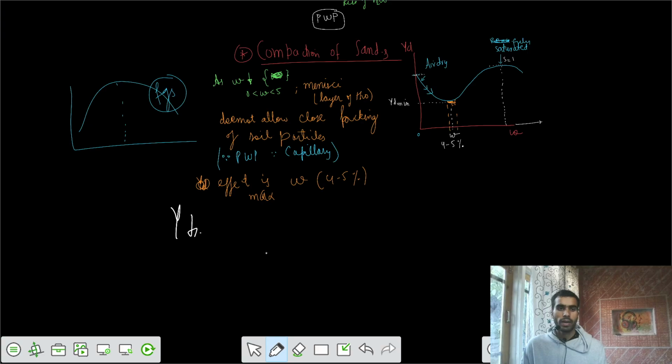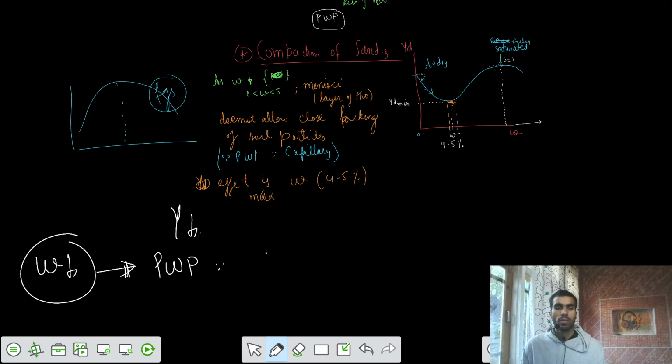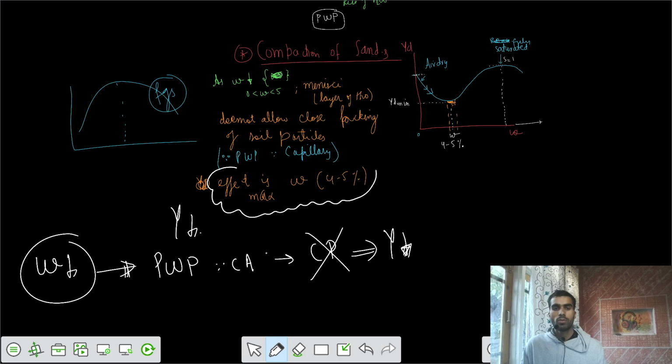So finally, water content was less, and because of that pore water pressure got developed because of capillary action, and that's not allowing close packing. Close packing is not there. So finally gamma is going to decrease and decrease, and this effect is predominant at a water content of 4 to 5%.